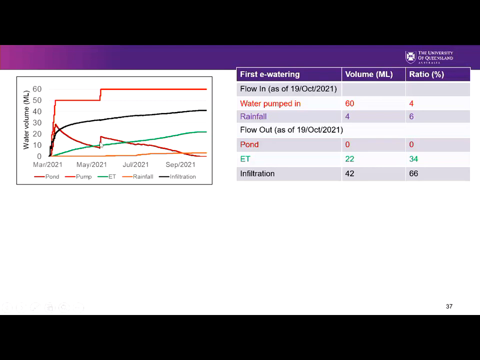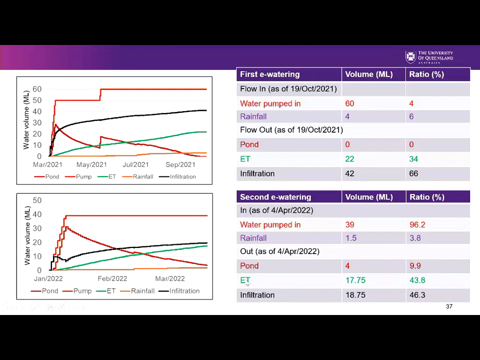And then dry it up, and then top up, and then dry. Infiltration is 66%, and evapotranspiration is 34%. So it's 1 to 2. If we do a second time, you'll find that the ET versus infiltration is 1 to 1. So that's the rough mass balance we worked out.